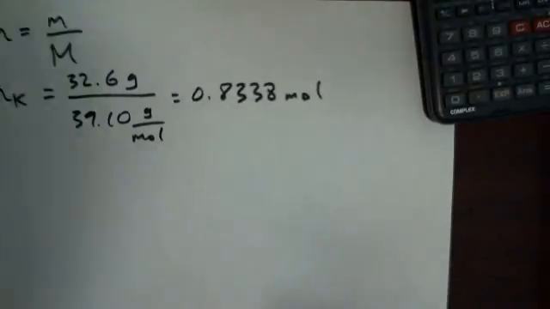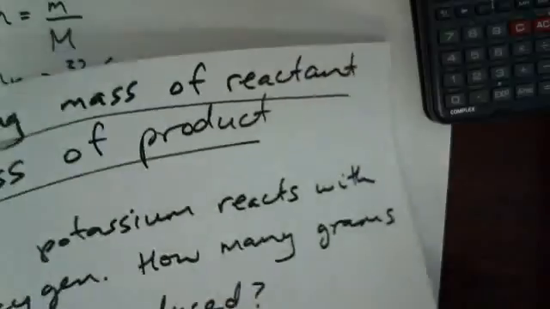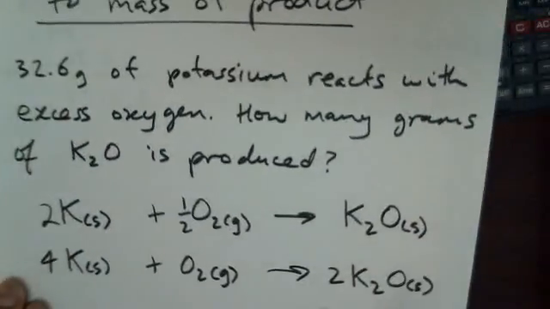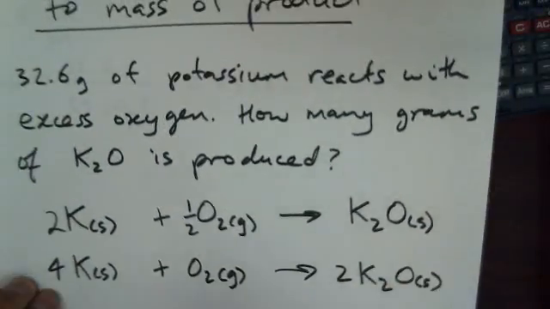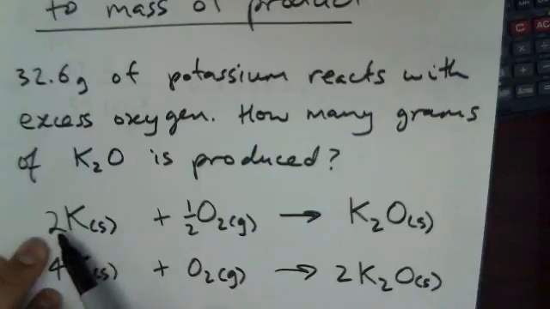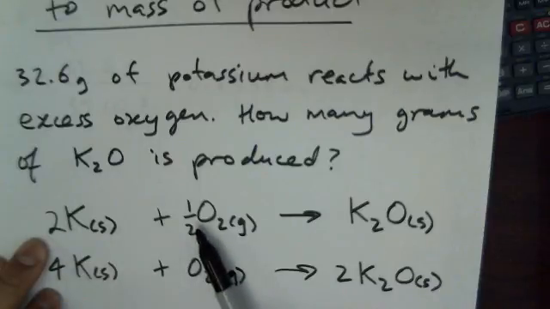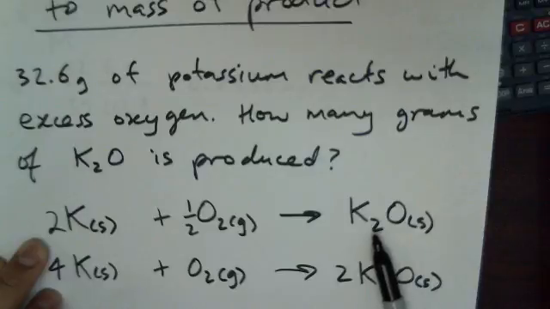My next step is to go back to the equation and have a look. Either one is fine to use. What this is saying is that two potassiums react with half an oxygen molecule and give 1 molecule of potassium oxide.